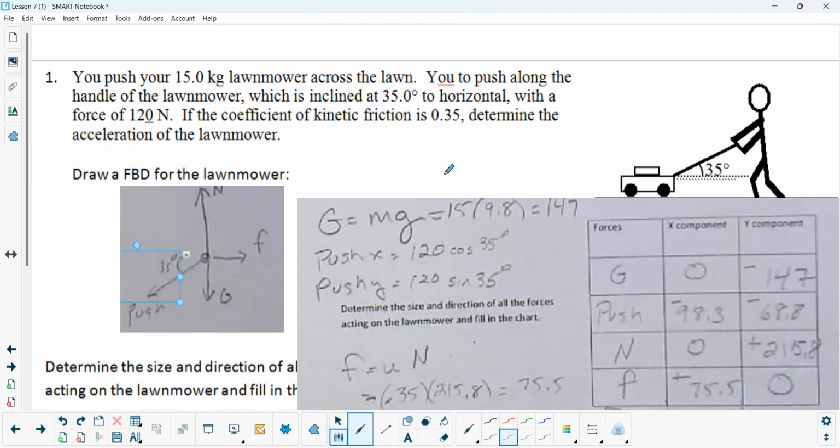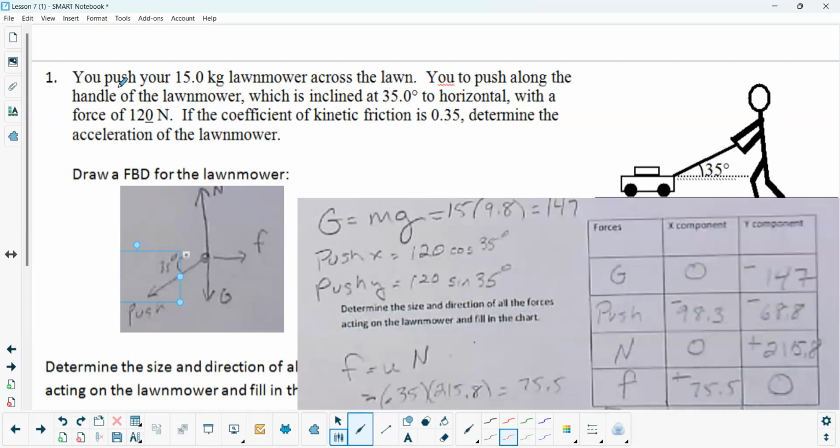In this problem, it does require a little bit of vector math and trig to figure out the components of this pushing force. But if you don't have that, like if it just says it pushes horizontally, then you don't have to worry about the cosine and sine part. You just have to fill in the table, right?